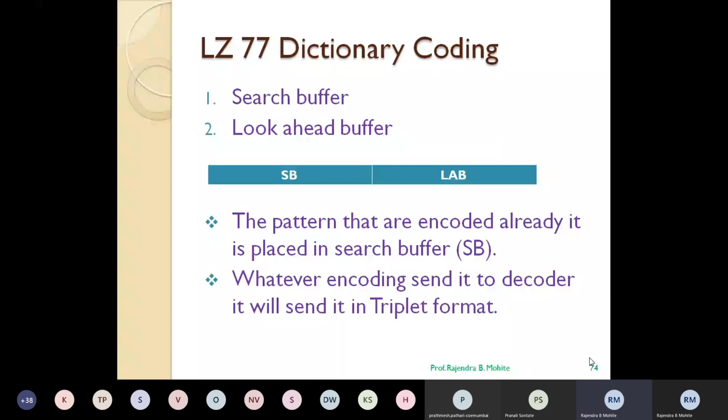Whatever the encoder sends to the decoder is sent in the triplet format. Once you encode the alphabet, the triplet format is sent for the decoding process. We can see here what the triplet procedure is.